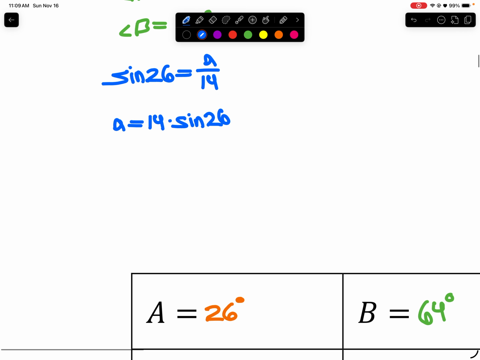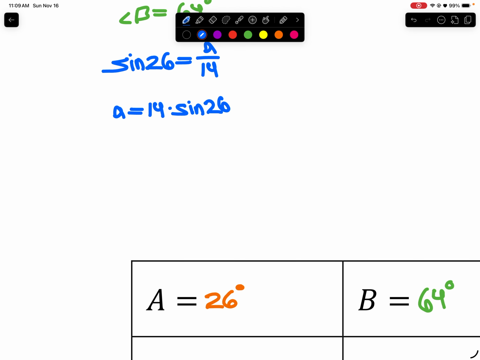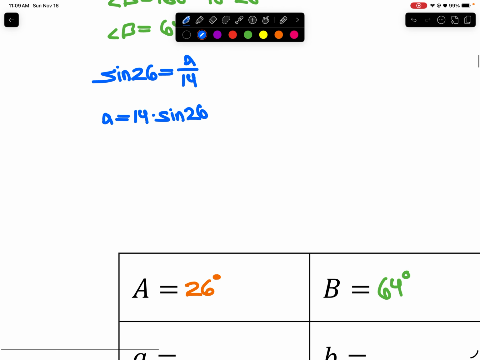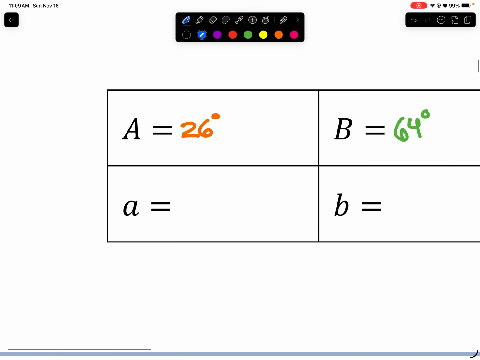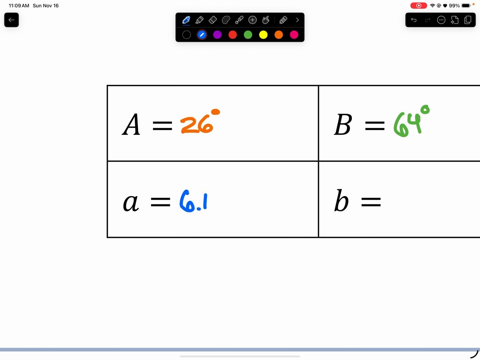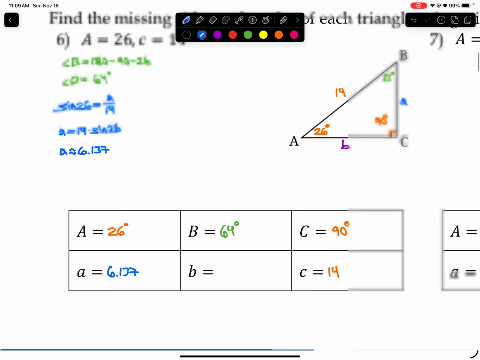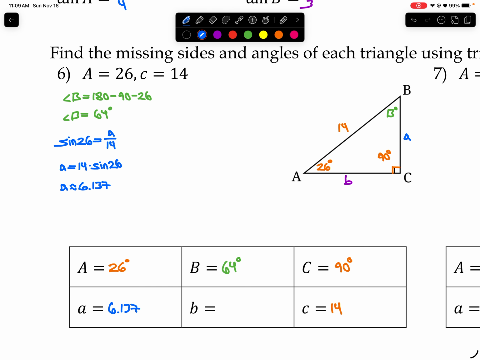This is where you're going to go to your calculator, because that's the exact form, but we want the approximate form. So I'm going to do 14 times sine 26, and that's going to give us approximately, because I'm going to round to 3 decimal places, 6.137. All right, now I'm ready to find side B.